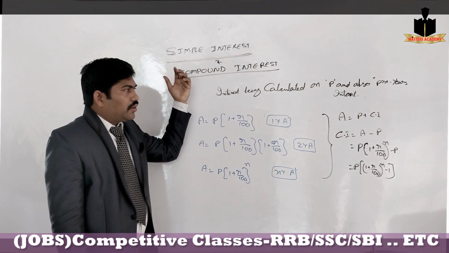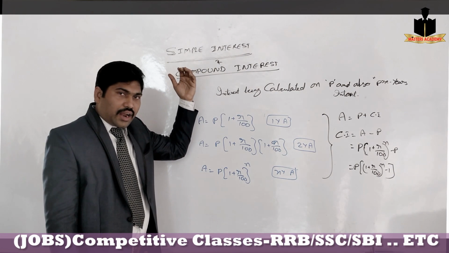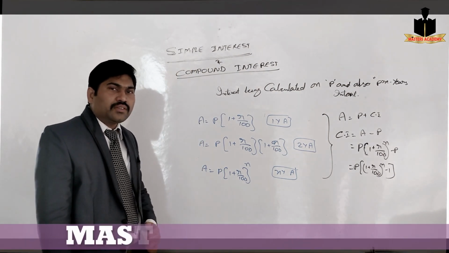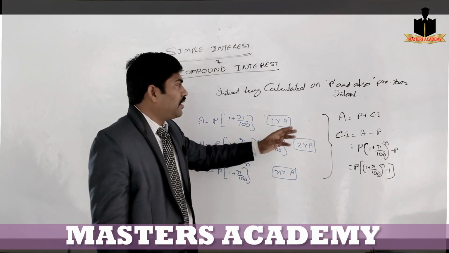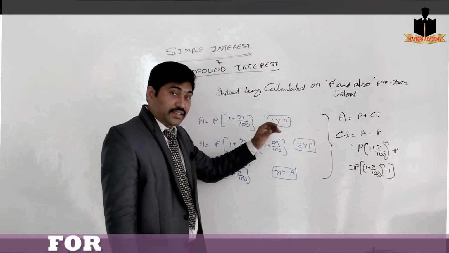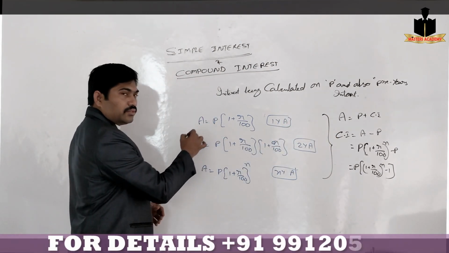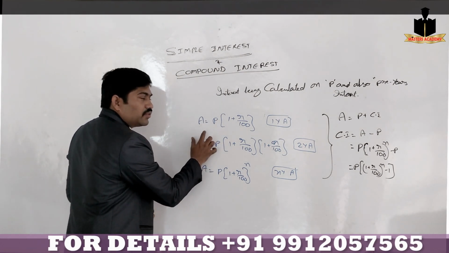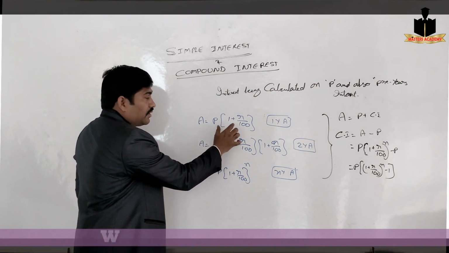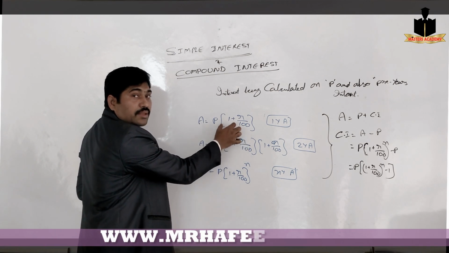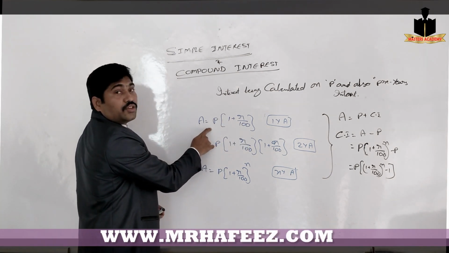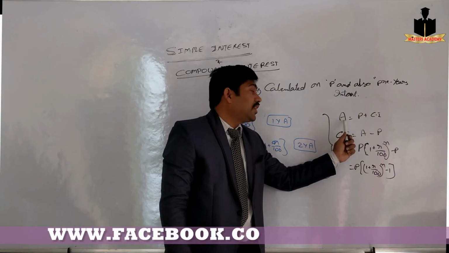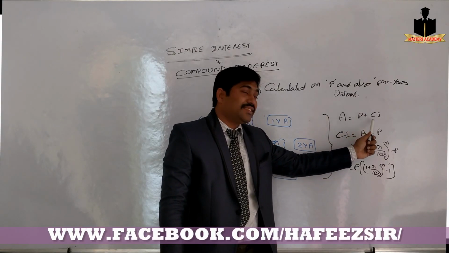The interest is calculated on P, the principal amount, and also on the previous year's interest. So, according to the concepts of principal amount, simple interest and compound interest, there is no direct formula to calculate the compound interest, but it will depend on the total amount. What exactly is the total amount? The total amount is the principal amount plus the compound interest.